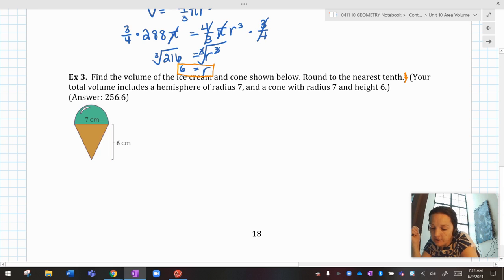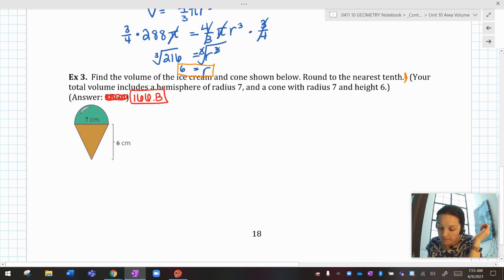So we want to find the volume of the ice cream in the cone shown below. Well, if I want to find that total volume, the first thing you need to know is that I made a mistake when I wrote this one out. The answer is not 256.6. It is 166.8. So my apologies there. Change that. Okay, so we know what the answer is going to be.